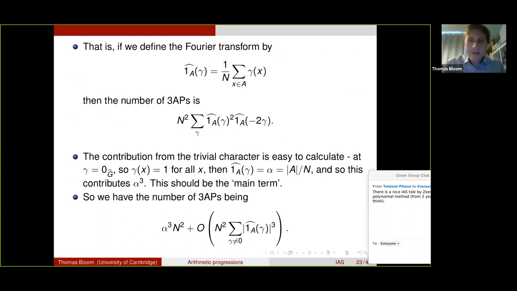The contribution from the trivial character here is easy to calculate, and in fact it's the only one that's easy to calculate, because all we know about A on the face of it is its density. We have no information at all about how it interacts with any of the other substructures of 1 up to N. So the only Fourier coefficient we can really hope to say anything about is the trivial one, where obviously gamma of x is equal to 1 for all x, and therefore the Fourier coefficient is just alpha, the density of A, the size of A divided by N. So this sum's trivial Fourier coefficient contributes alpha cubed, and we expect that to be the main term. All other characters should belong in the error term. That gives us this expression here for the number of three-term progressions.